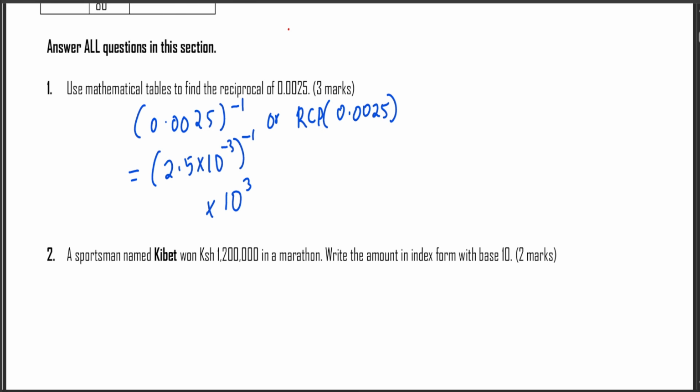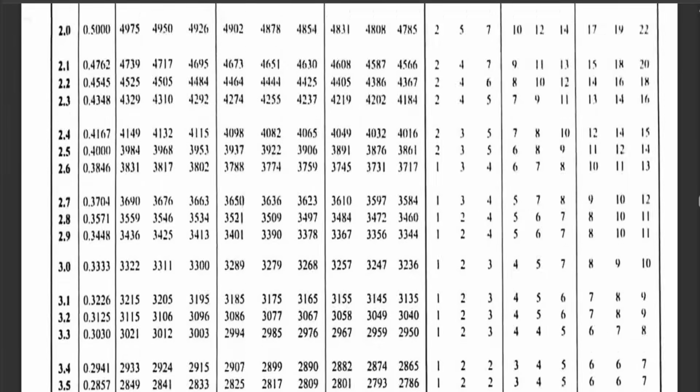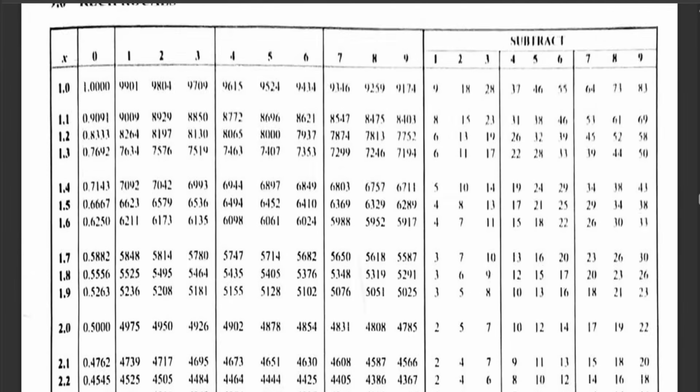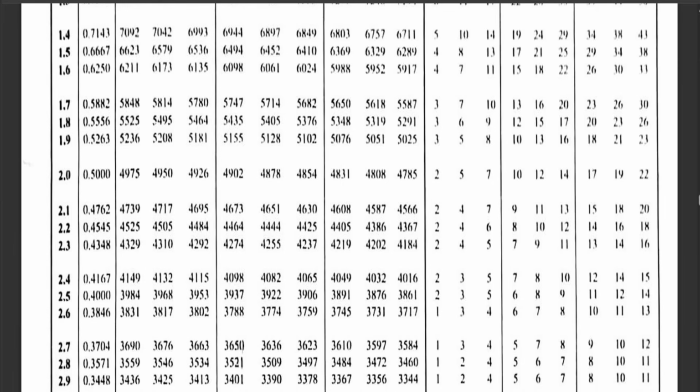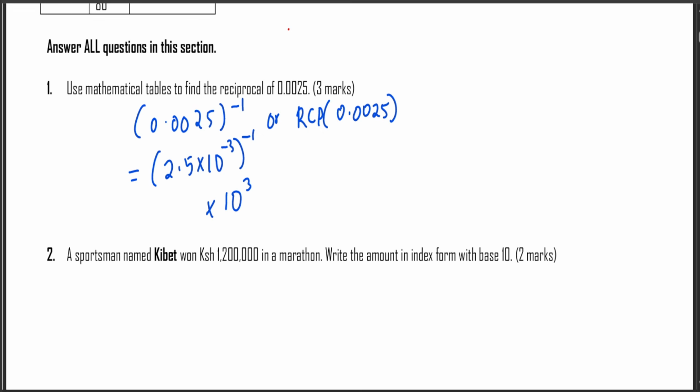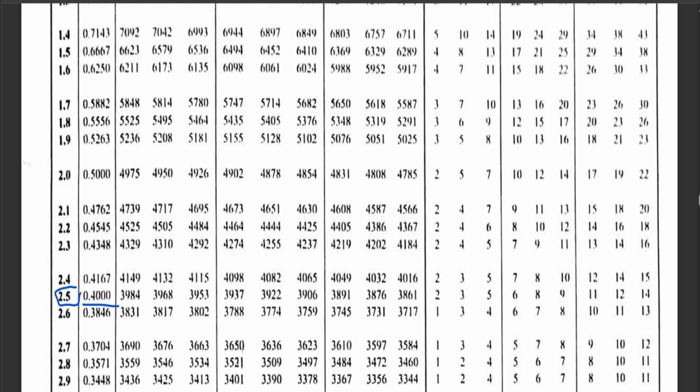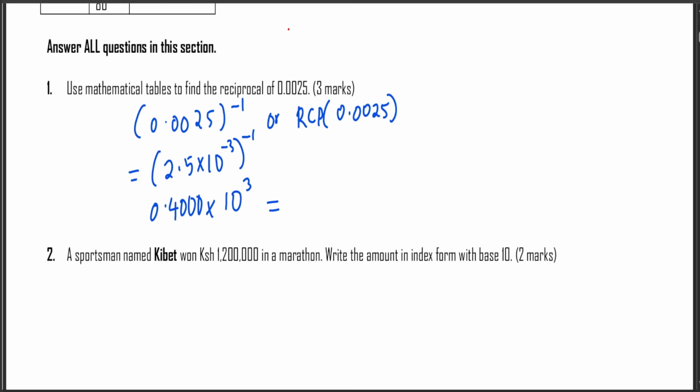And that's where our mathematical table comes in. So let's search for the reciprocal of 2.5. This is the reciprocal table. Reciprocal of 2.5. 2.5 ni hii hapa, it is 0.4000. Okay, so the answer is... Sorry, should we write in here 0.4000? Checking, yeah, it's correct. So if you times it by 10 power 3, it gives you now 4,000 as your answer.